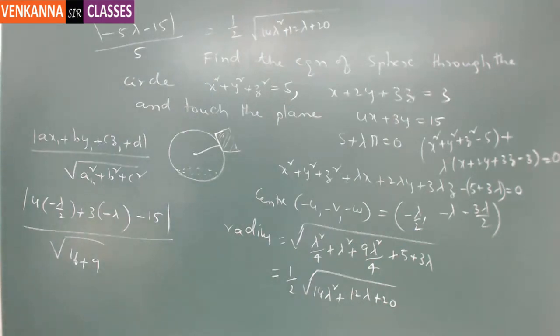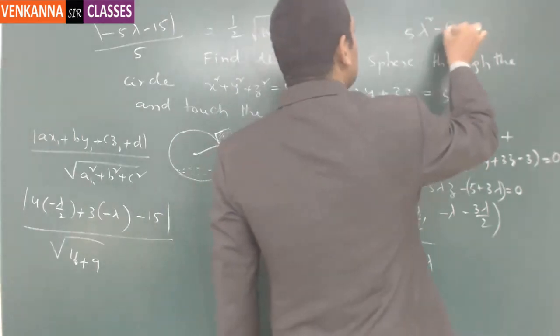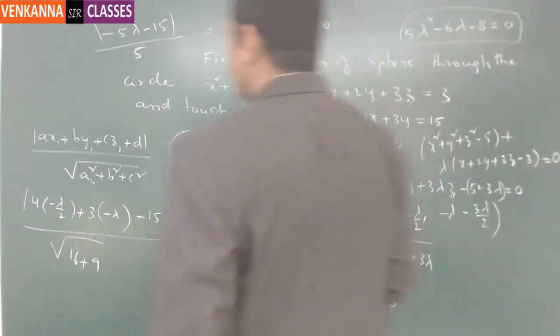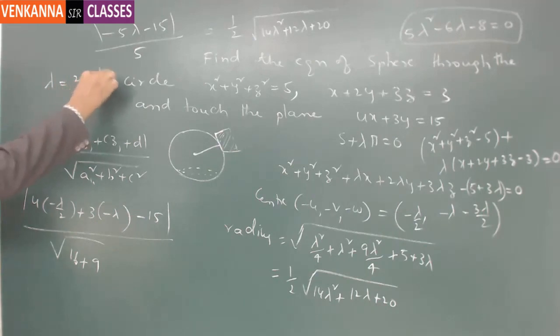So I have equated both distance and radius. So 5 gets cancelled here. You can do cross multiplication and squaring on both sides. On simplifying, you will get a good equation in lambda. After simplifying, you will get the equation as 5 lambda square minus 6 lambda minus 8 equal to 0. So doing squaring on both sides and simplifying, you will get that equation, which gives lambda equal to 2 and minus 4 by 5.